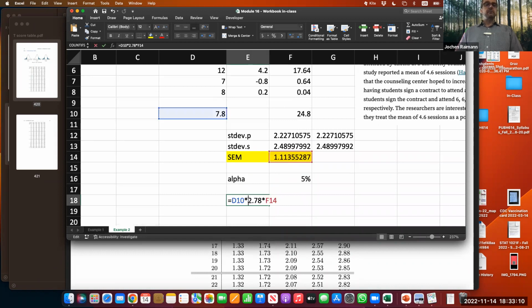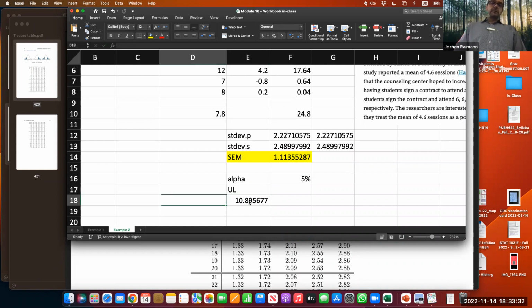Okay. Oh, yes. Okay, so our upper limit is 10.8 or 10.9. Now the lower limit, you calculate in the same fashion by basically taking the mean and subtracting 2.78 multiplied by the standard error of the mean.